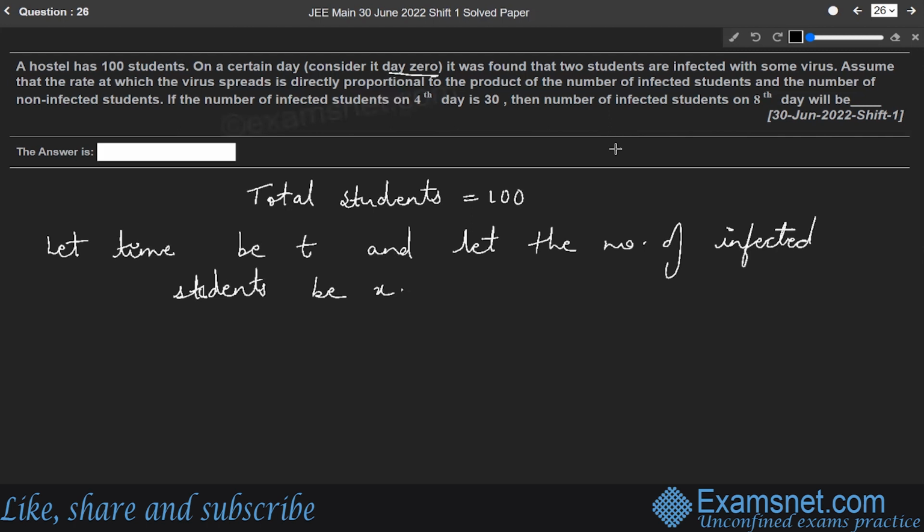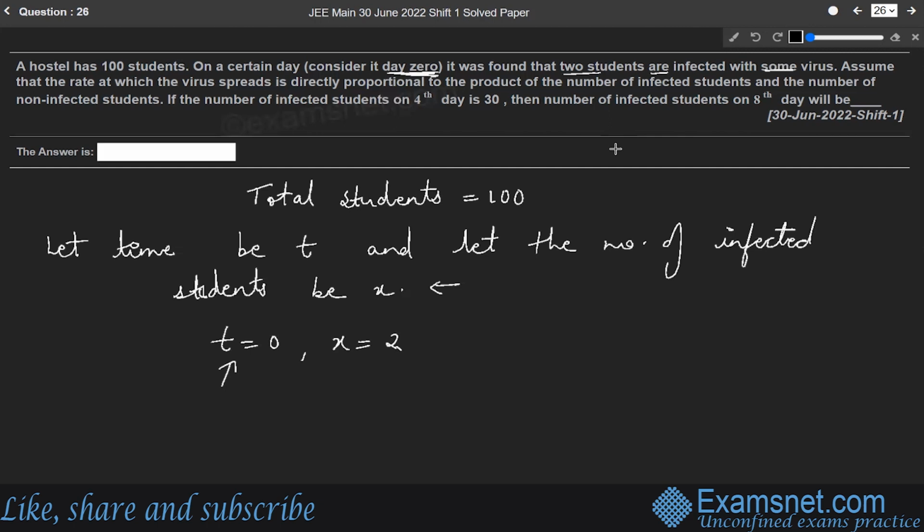All right. Now let us again read the question. It is given that on a certain day at day 0, means if we are considering time in terms of days, so when t is equal to 0, then it was found that 2 students are infected with some virus. What are the number of students that are infected? We have supposed that the number of students infected is X. So it means that when t is equal to 0, X is equal to 2. What is t here? It is in the form of days. So at 0 day, the number of students infected is 2. All right. This is the value that is given here.